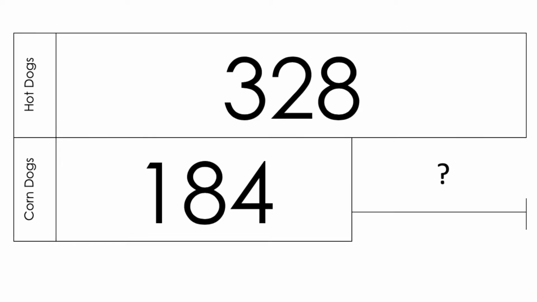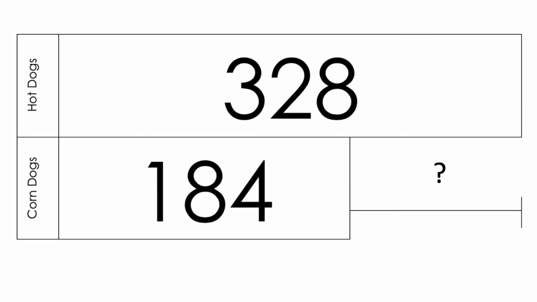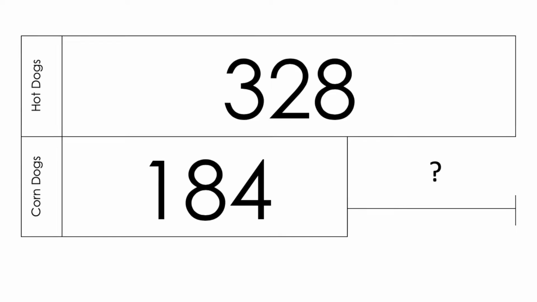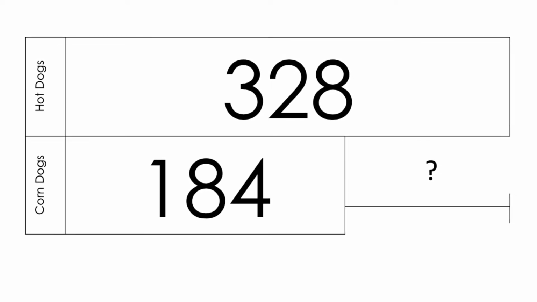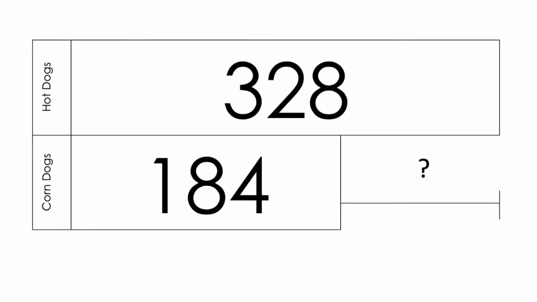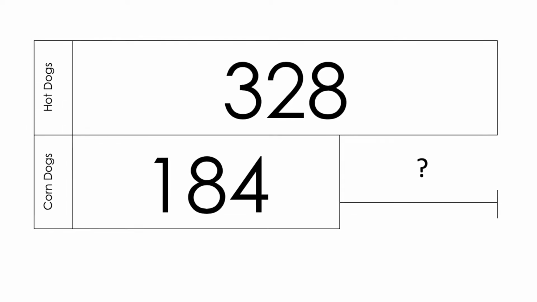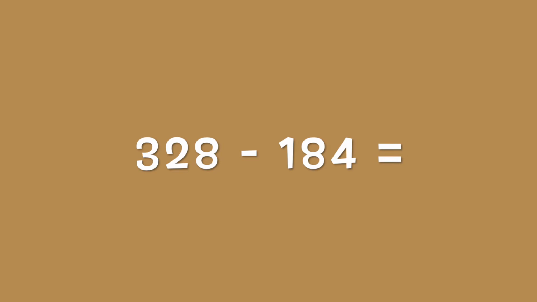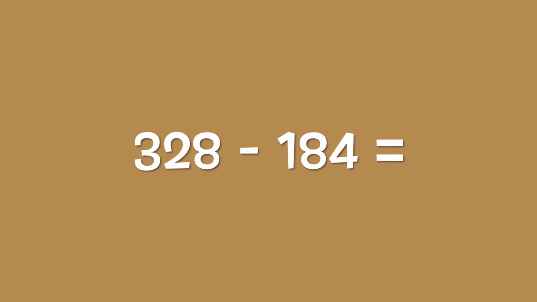This is another comparison problem. You can see that Camden sold 328 hot dogs and 184 corn dogs, and so we're comparing them to see how many more hot dogs than corn dogs. Our equation would be 328 minus 184 equals the unknown.